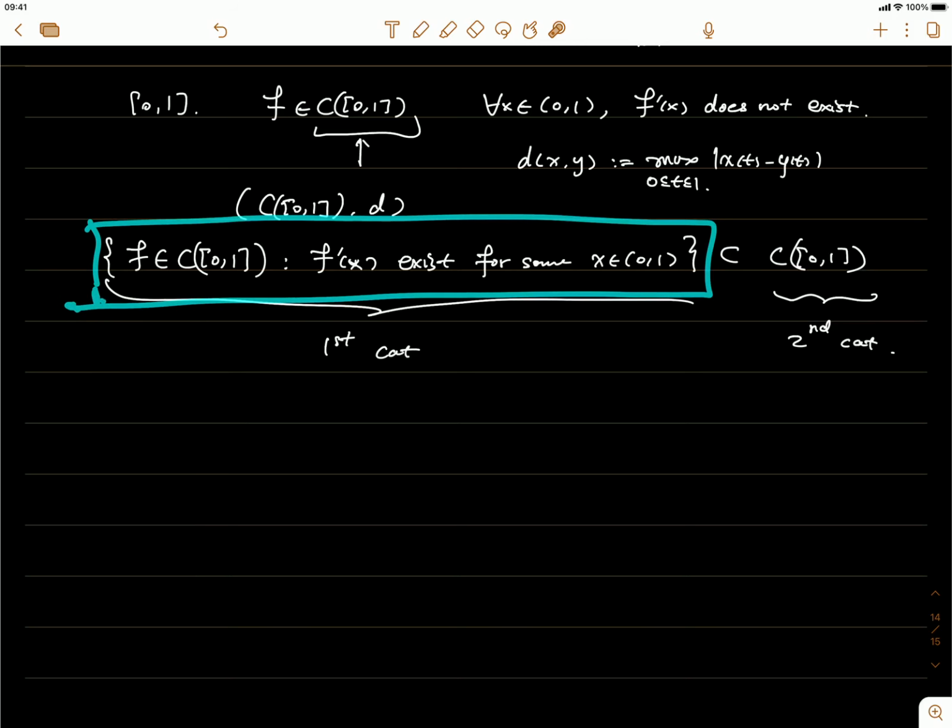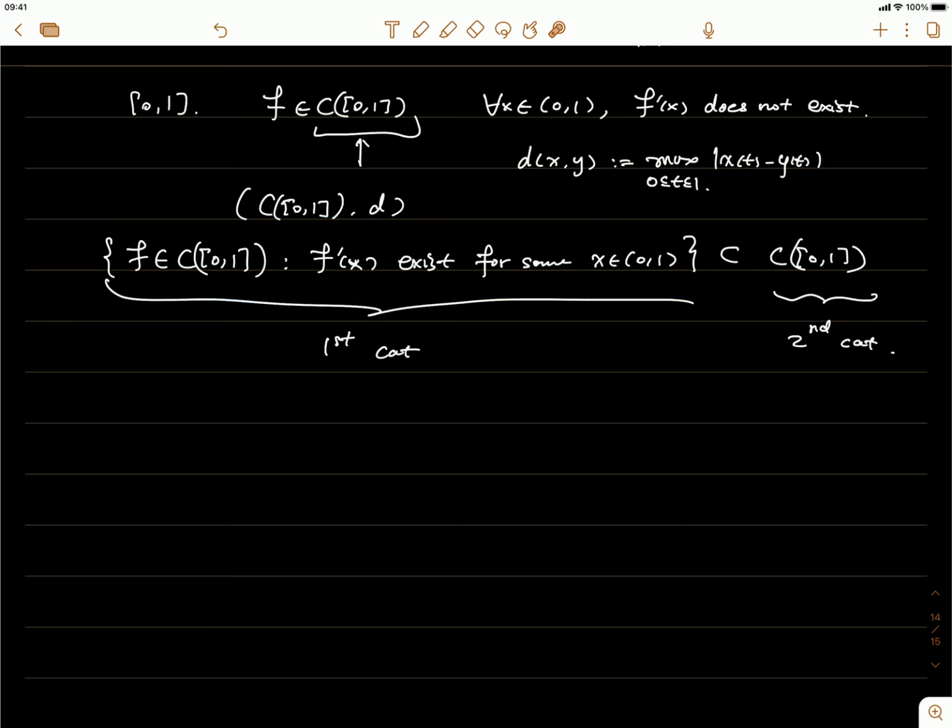But what is the complement of this set? The complement of this set is a set of functions that are nowhere differentiable. So this is how we show that continuous functions that are nowhere differentiable form a set of second category. It's actually the majority of this space. Okay, so let's see why this is true. We're going to use the Baire category theorem to show this.